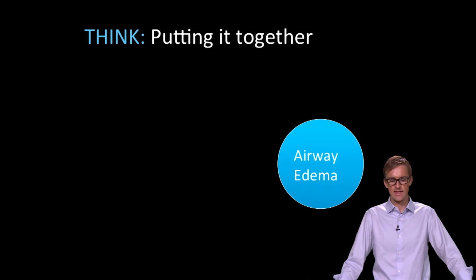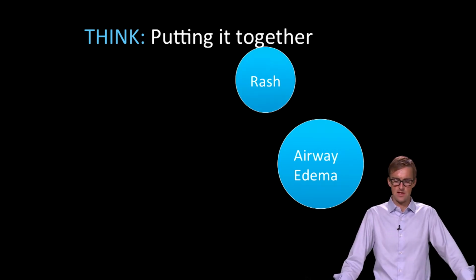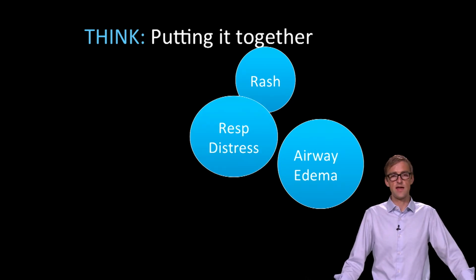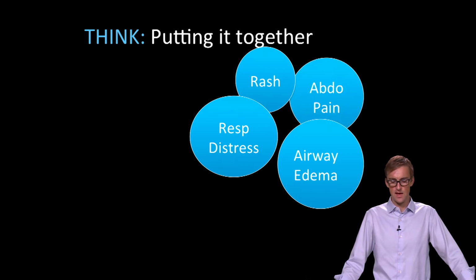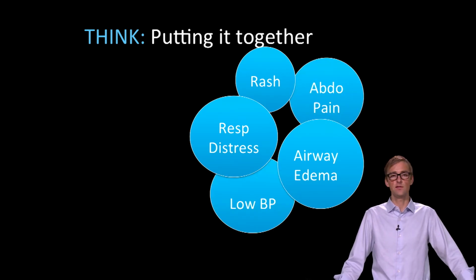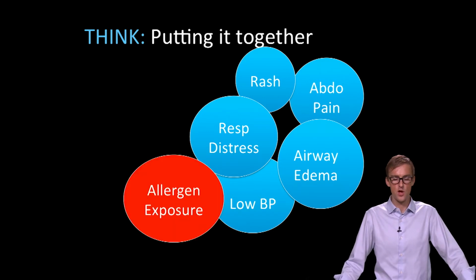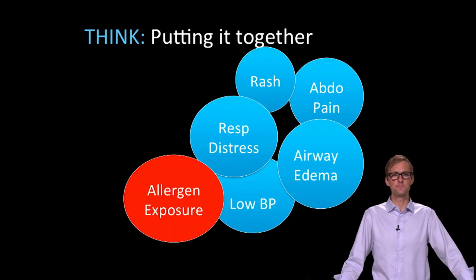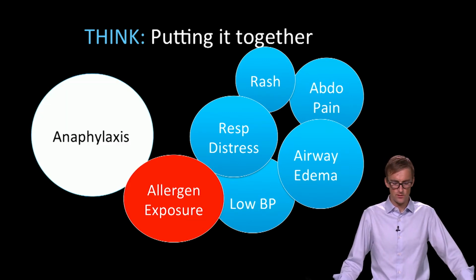So let's put it all together for our patient. He certainly has more than 2 organ systems involved. He has airway edema, he has a rash or skin mucosa involvement. We noted him to have respiratory distress, abdominal pain, and low blood pressure. So at least 4 or 5 organ systems involved, including low blood pressure, plus a known allergen exposure. He was stung by a bee, and he was known to have allergy to bee stings. So this gentleman definitely meets the criteria for anaphylaxis.